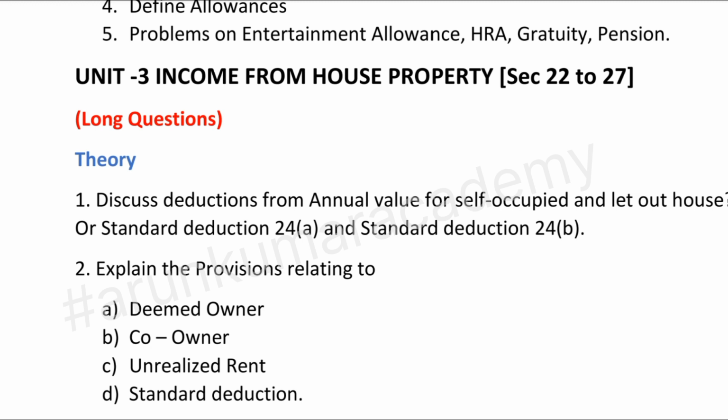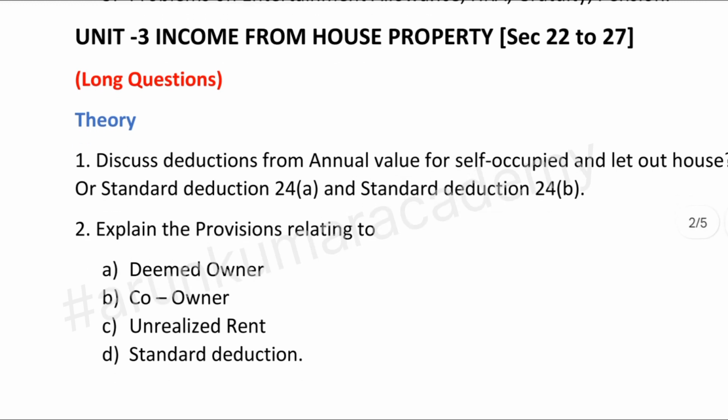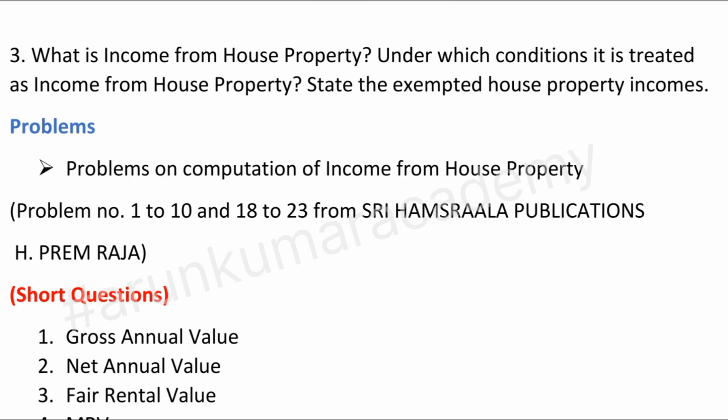Then unrealized rent. If the owner of the house cannot get rent from the tenant, that rent is considered as unrealized rent. Then coming to standard deduction, it is calculated at 30% on NAV. This deduction is not allowed if GAV is nil. Question number 3, what is income from house property? Under which conditions is it treated as income from house property? State the exempted house property incomes.